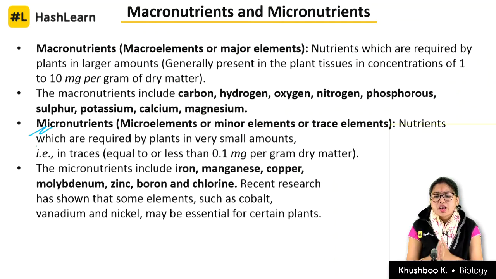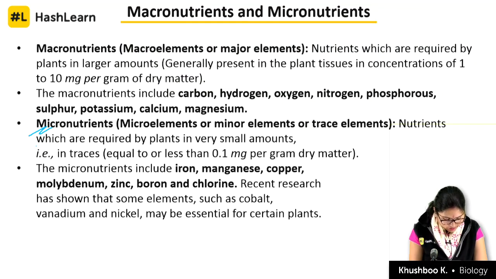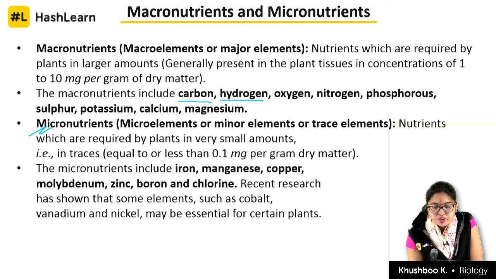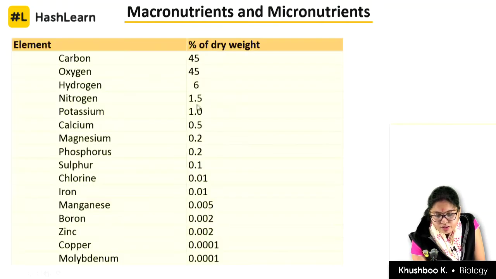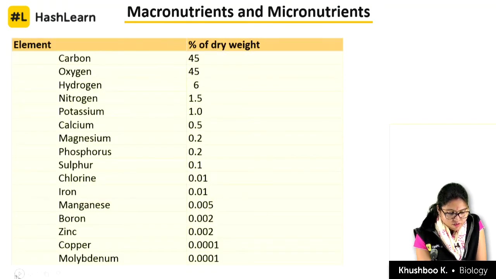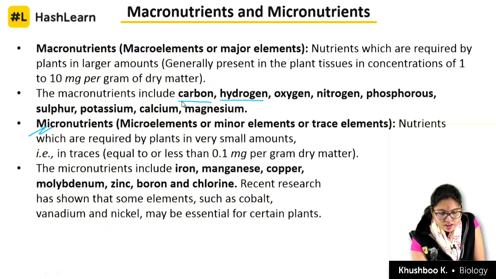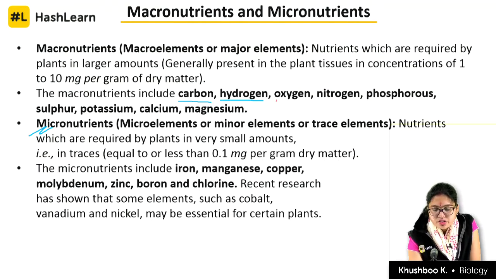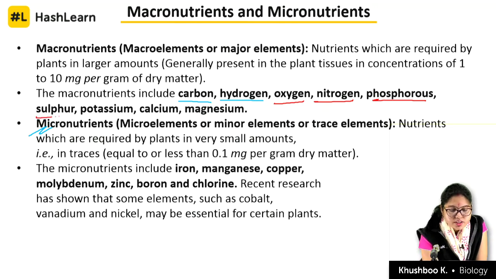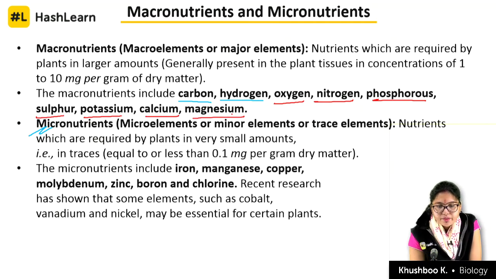So macronutrients are required in larger quantity by the plant, and these are the elements which are visible in bold. These are carbon, hydrogen, oxygen, nitrogen, phosphorus, sulfur, potassium, calcium and magnesium.